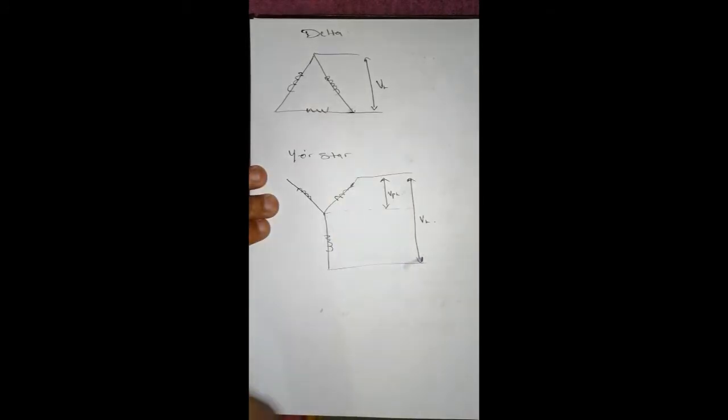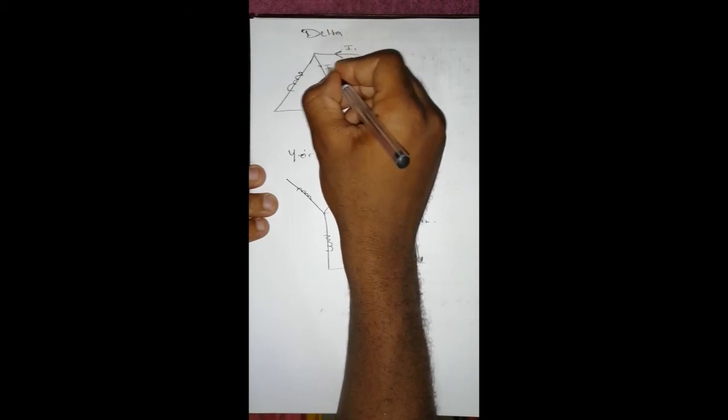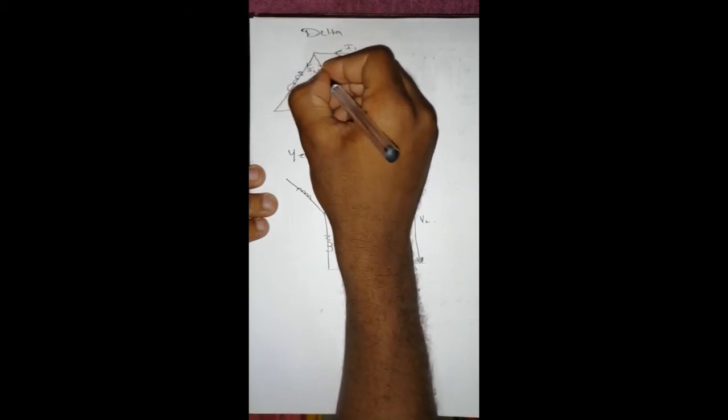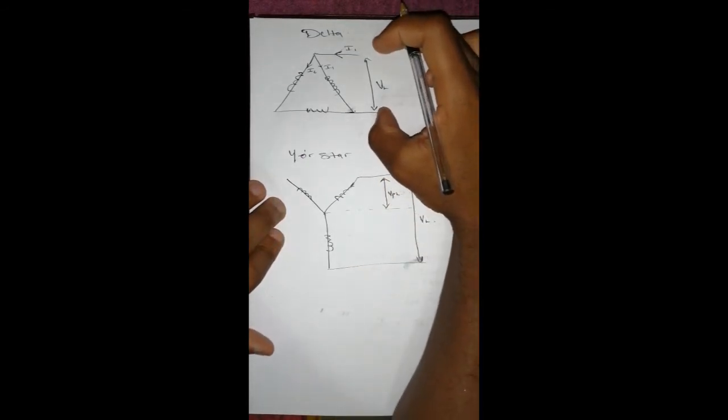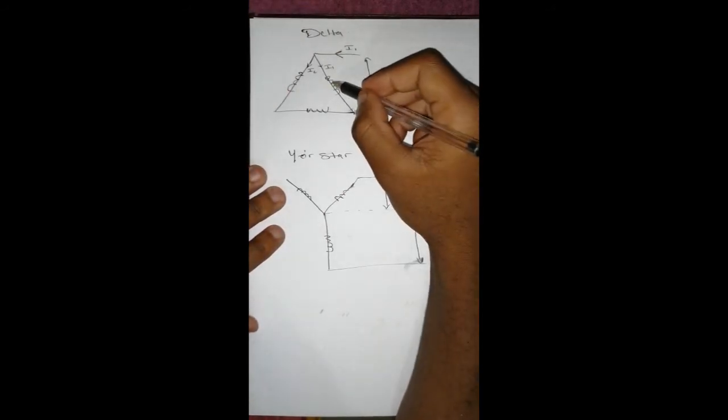So let's take a look at the first configuration, which is delta. Then let's see, you've got I total, I1 and I2 here. With the first configuration, V line is the voltage between these two lines, and if you check this node and this node, it's the same throughout this line. So this V line, which is between these two lines, is the voltage across this winding, which is just a single phase. So in this case, V line equals V phase.